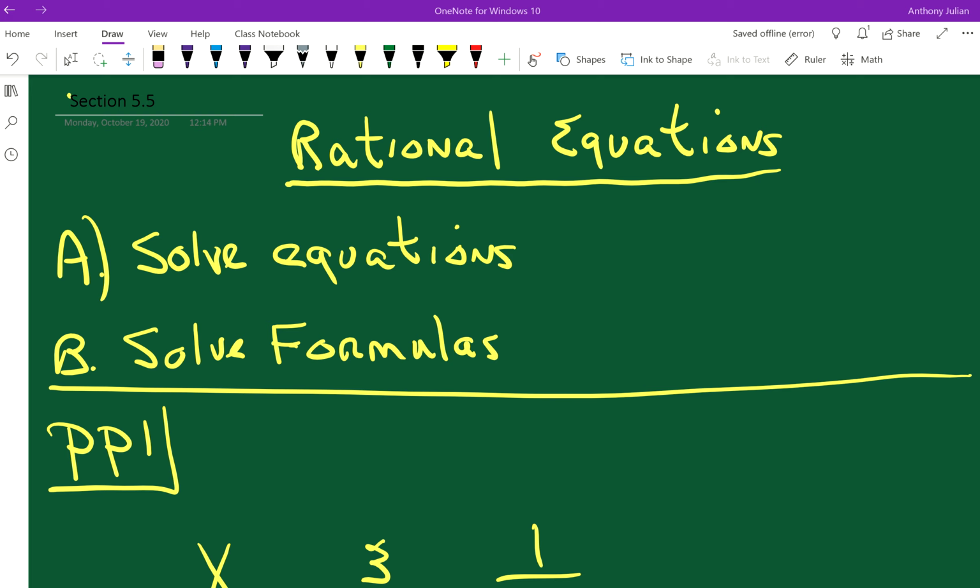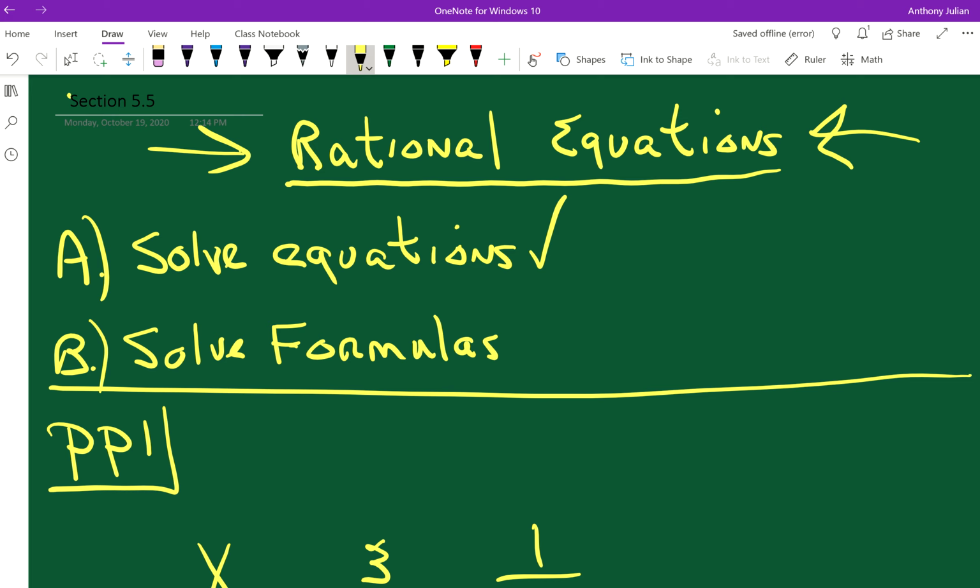Okay, good afternoon, folks. Section 5.5 is upon us, where we're going to be talking about rational equations and solving them. Solving rational equations is our first objective. Our second objective is to solve formulas that involve rational equations. So it's basically the same thing, only we'll learn some formulas.